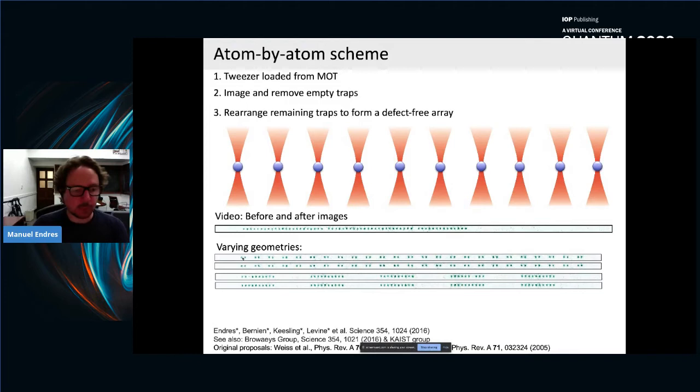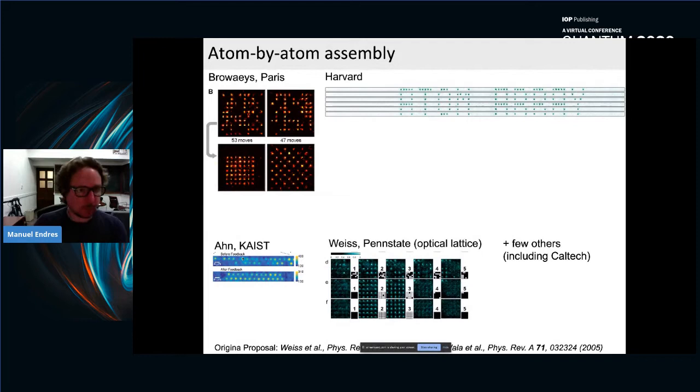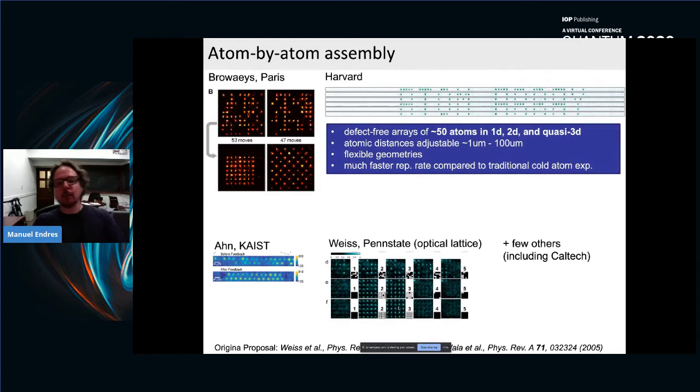I don't want to say too much about this, and just want to summarize this atom-by-atom assembly technique, which is now used in various labs over the world. This was first published in a paper by myself and colleagues from Harvard during my postdoc at Antoine's group. And now there's a few more groups working on various variations of this technique. In summary, usually you get defect-free arrays of around 50 atoms, or maybe a little bit more now, in 1D, 2D, and quasi-3D. With quasi-3D, I mean that you can have layered systems that extend to a certain degree in the third direction, but not as much as in the other two directions.